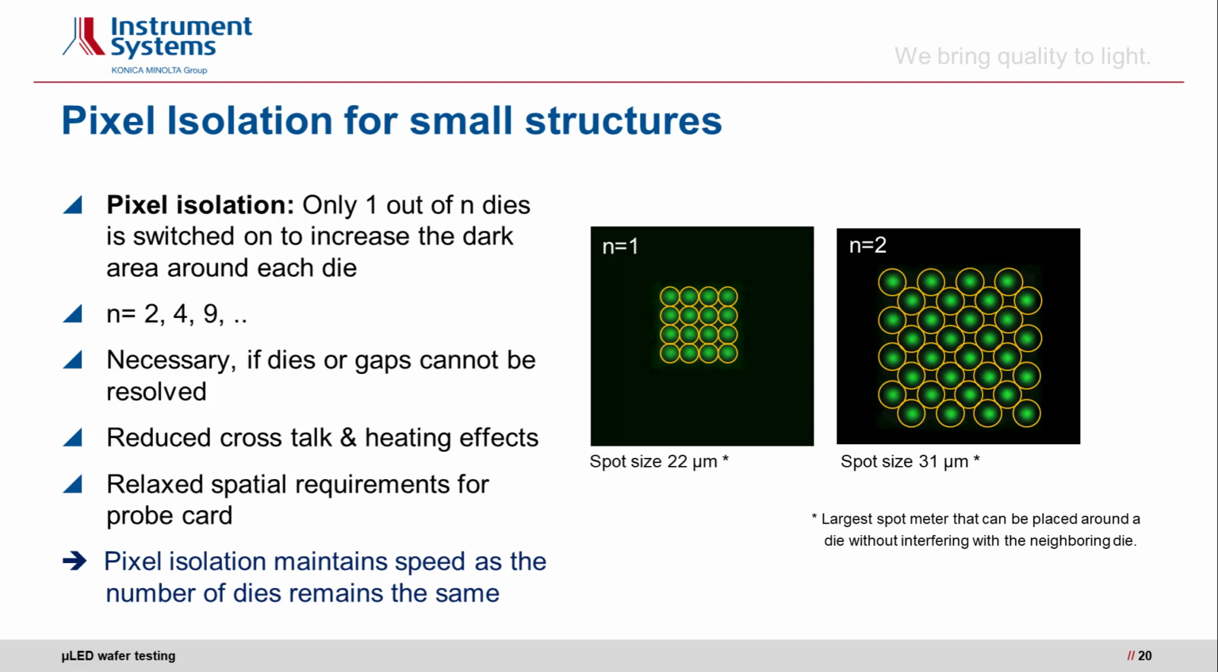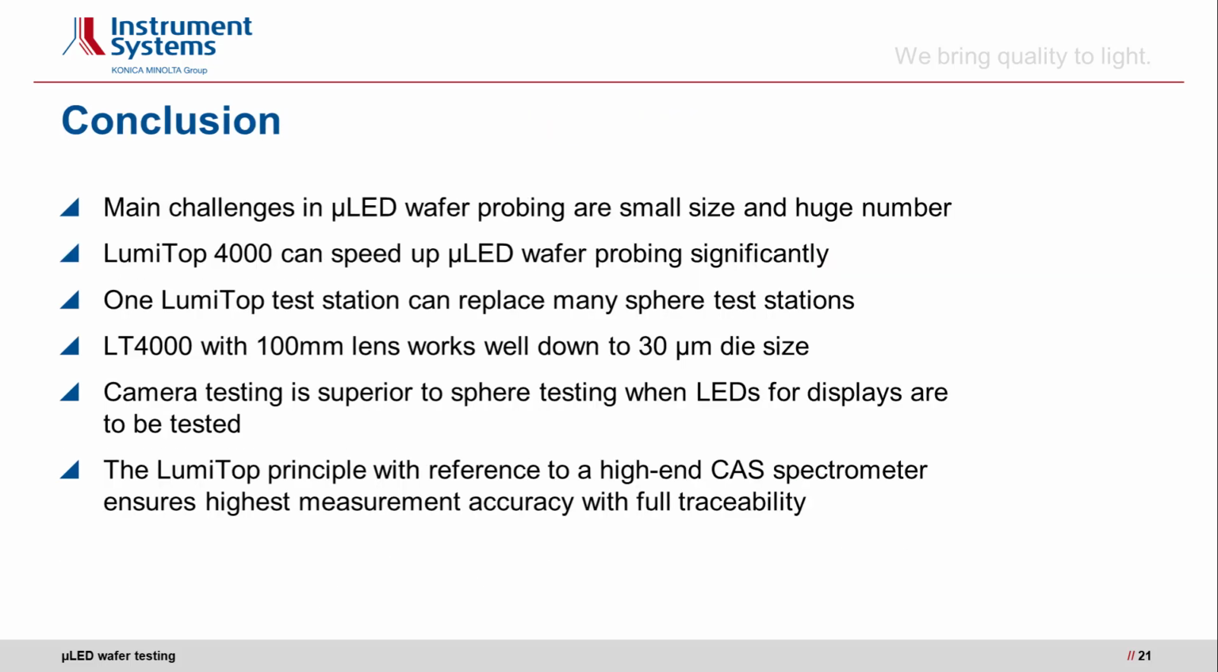It also contributes to reduced crosstalk and heating effects, so you also get better results for individual LEDs, and you have relaxed spatial requirements for the probe card, which can make the probe card a little bit cheaper. The pixel isolation actually does not slow down the whole process as you could think, because you are only measuring every other die. But in the end, the number of dies per measurement remains the same, and therefore the total speed is not reduced. Now let me come to my last slide.